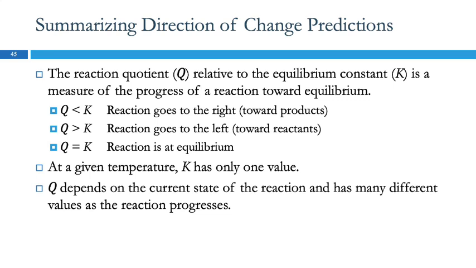It kind of makes it simple that we calculate it in exactly the same way, but then it kind of makes it complicated too, because it's easy to get them confused in our minds. It's hard to remember, well, what exactly was the difference between Q and K? Q is calculated at any given time, at any given concentrations. K is at equilibrium.